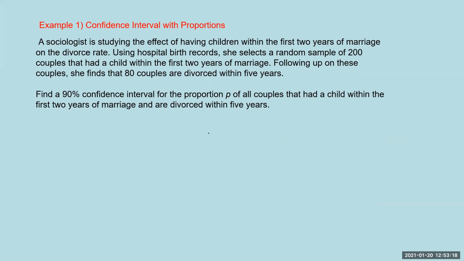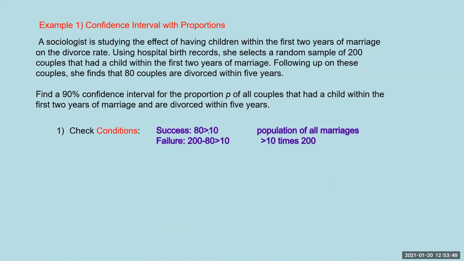So let's look at an example. Again, back to the sociologist question, studying the effect of having children within the first 2 years of marriage. Using hospital birth records, she selects a random sample of 200 couples that had a child within the first 2 years. Following up on these couples, she finds that 80 couples are divorced within 5 years. So how do we find a 90% confidence interval for the proportion that had a child within the first 2 years? Well, first, let's check your conditions. Successes, we have 80, which is greater than 10, so that checks. Failures, 200 minus 80 is 120, again above 10, check. And the population of all marriages in the world definitely is greater than 10 times 200. So yes, our normal conditions are checked.